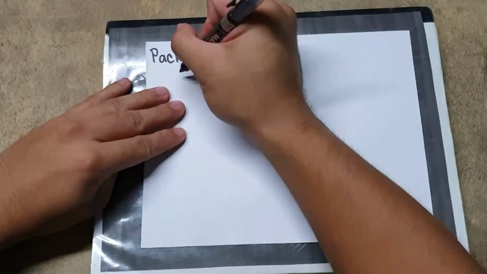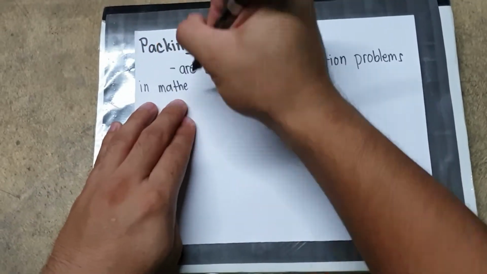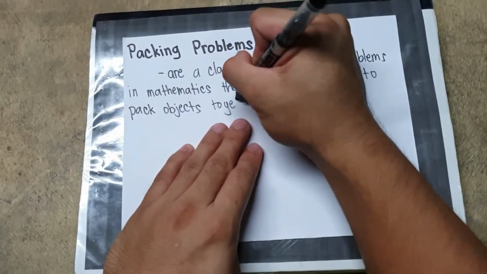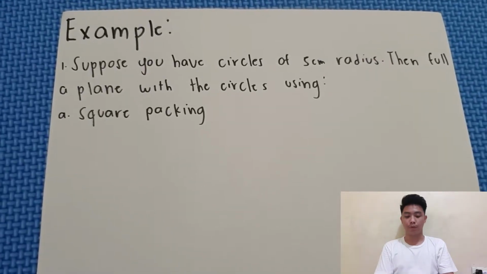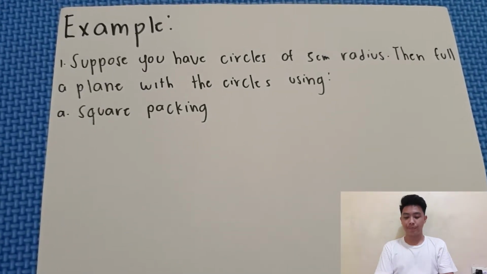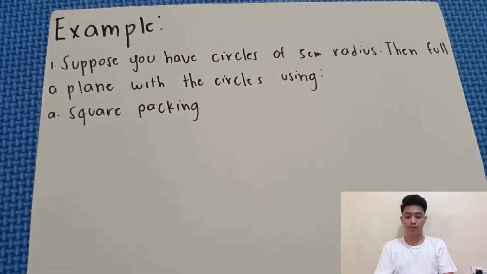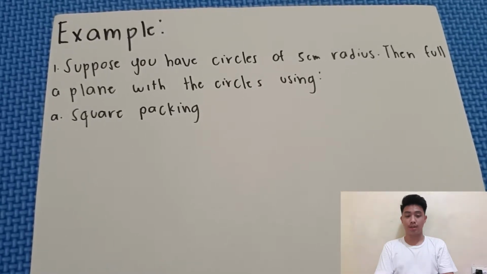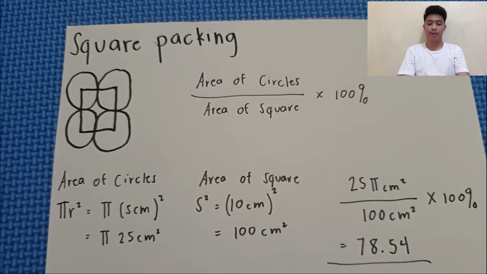Packing problems are a class of optimization problems in mathematics that involve attempting to pack objects together into containers. This right here is an example of packing problem. Suppose you have circles of 5 cm radius, then fill a plane with circles using square packing. This is the solution in square packing.